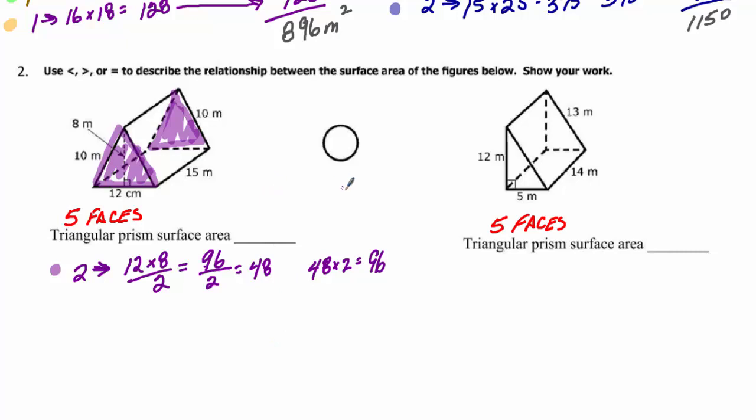Sometimes students say, well, why do you show that? Why do you divide by 2 if you're just going to multiply by 2? Because I want to know that this 48 is just this face right here. And that 48 is just that face right there. And then I get those two together to get the 96. All right, the next face, let's get rid of this and this.